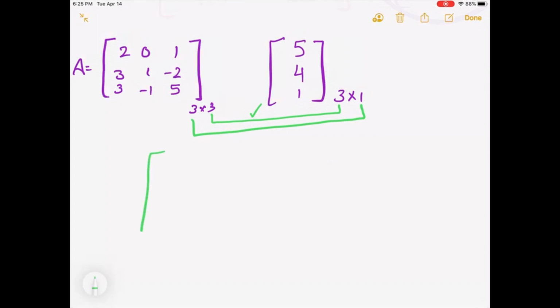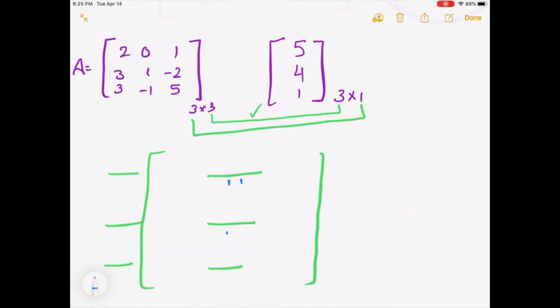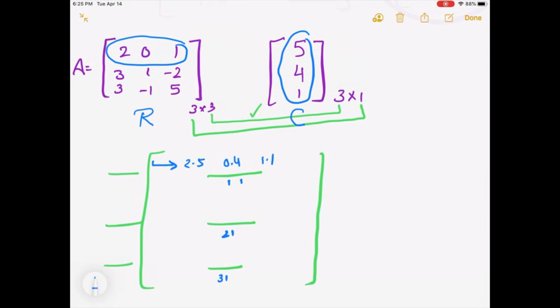So let's draw a big one here. I would have 3 rows and 1 column. Let me draw those blanks first. Now let's label each position. So I know this is 1, 1. This is 2, 1. This is 3, 1. In order to get this number here, I need to take my first row. Don't forget, rows from the first, columns from the second. First row by this whole column, first column. First number by first, so 2 times 5, 0 times 4, 1 times 1, and add.